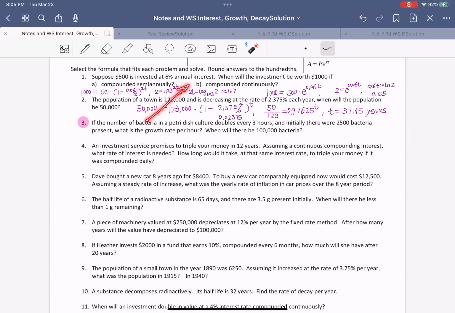Doesn't matter if it's money or population, bacteria or virus or radioactive substance. Something is going up, it's called growth. Something is going down, it's called decay. If it's population, you use growth. If it's car depreciation, you use decay. If it's natural stuff like bacteria, you use the growth model. If it's radioactive substance, you use the decay model.